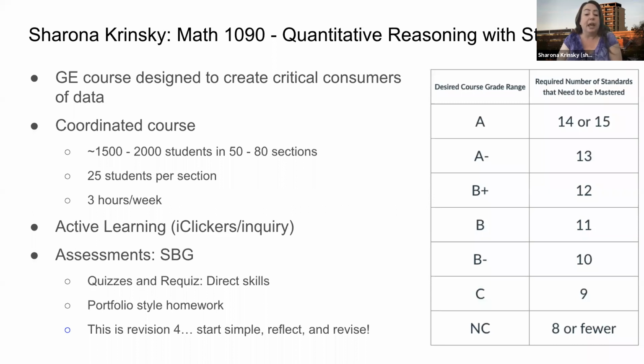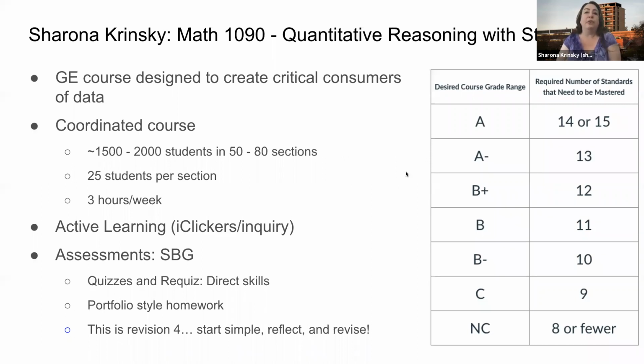The first semester they hit campus, and I'm one of the coordinators of our Math 1090, which is quantitative reasoning with statistics. It's sort of an intro stats class, but not a traditional one. We typically have 1,500 to 2,000 students in the fall in this course, in sections of size 25 students each. So we've got between 50 and 80 sections, which means I'm working with anywhere from 20 to 25 instructors. We meet 3 hours a week, and we use active learning. We use iClickers and inquiry throughout the course. And it is standards-based graded.